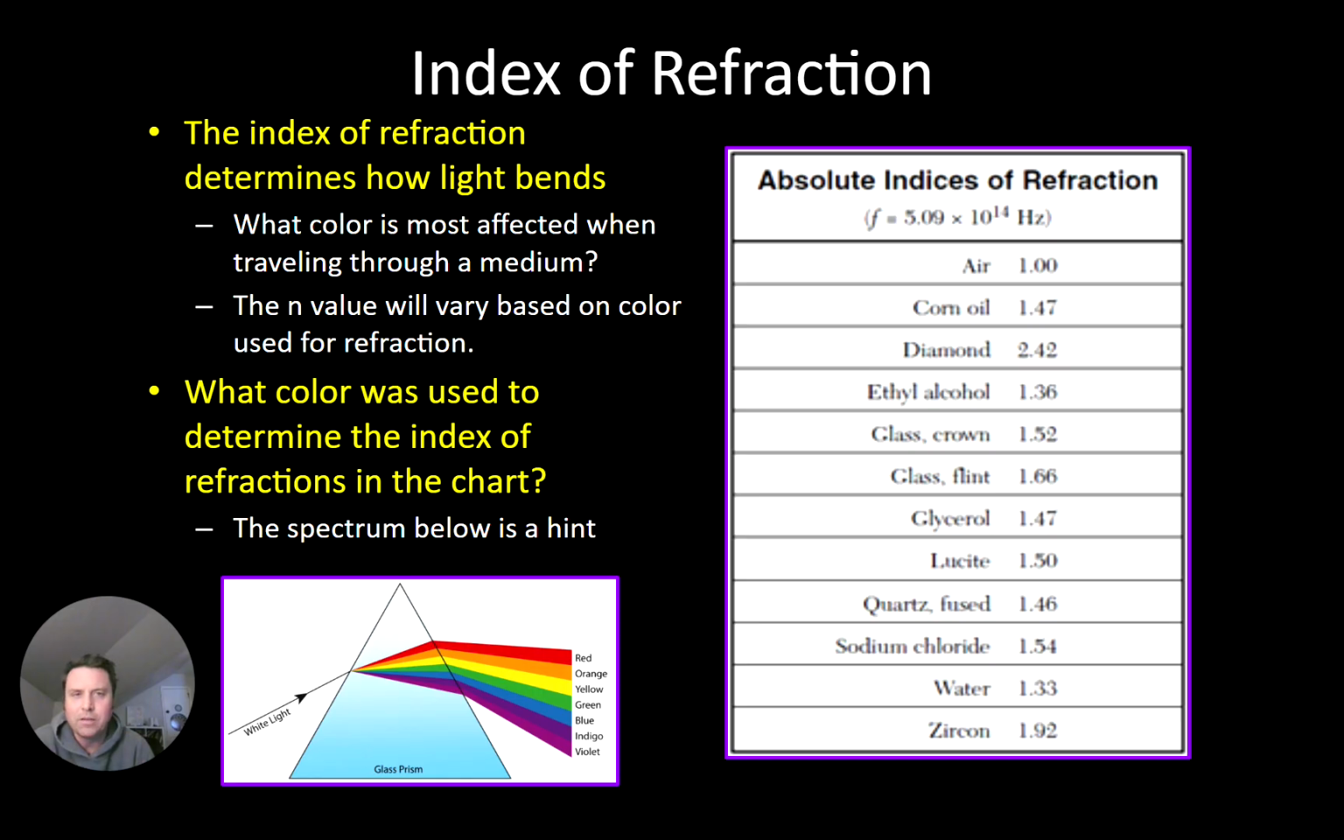So then, how do we tell how much it bends? You have to say what color you're using because it depends on the color you put through it. So this chart is based on 5.09 times 10 to the 14th hertz, which is the yellow region. We could calculate the wavelength or look up the frequency. It would be in the yellow. But air's near the vacuum of space. It's around 1. Corn oil is 1.47. Diamond is 2.42. You get it. Different mediums have different indexes of refraction, and it's based on the letter n. The index just is an indicator of how much it's going to bend.